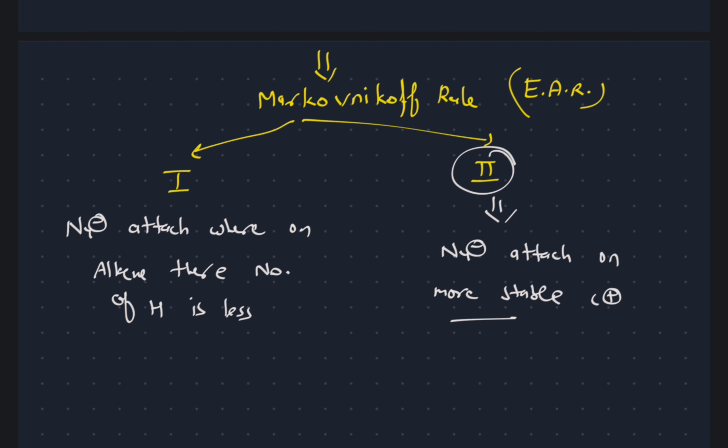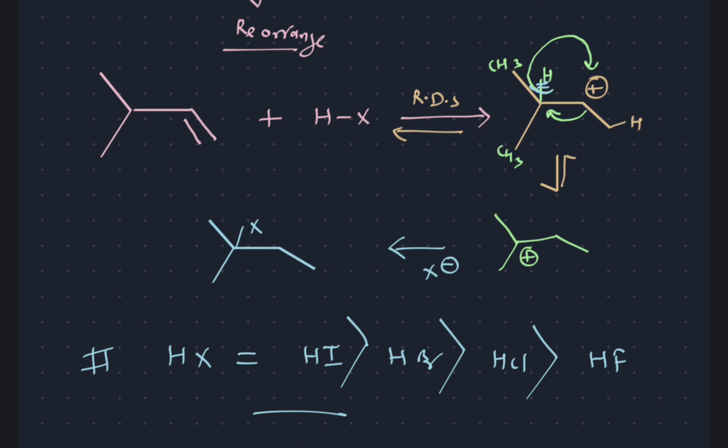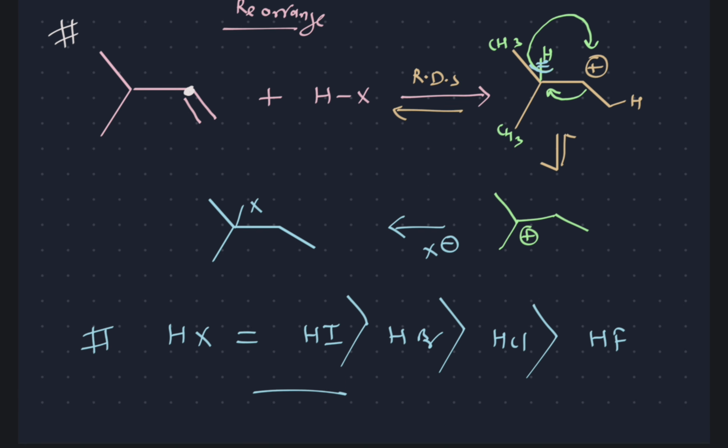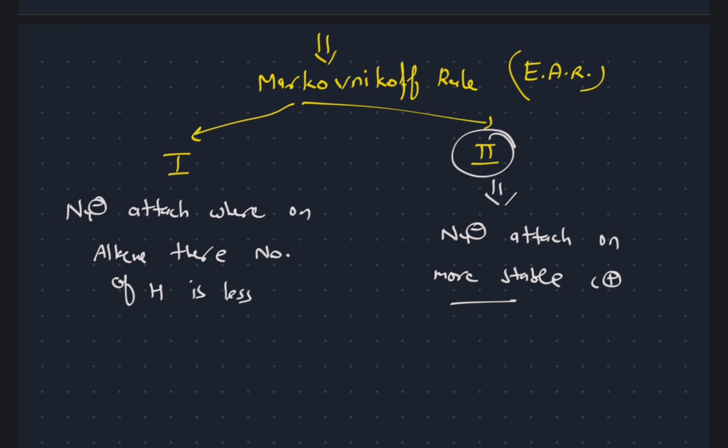The second rule is preferred over the first rule because there is a drawback of the first rule. As you can see in this example, according to the first rule the nucleophile will be attached where the number of hydrogens is less, but in the product the nucleophile is attached on a different site. Why is this happening? Because of rearrangement of the carbocation. That's why Markovnikov's second rule is preferred. It says the nucleophile will attach where the more stable carbocation is formed. That's very simple.